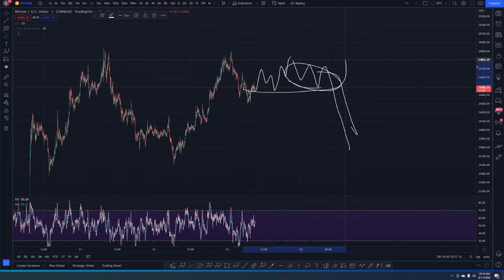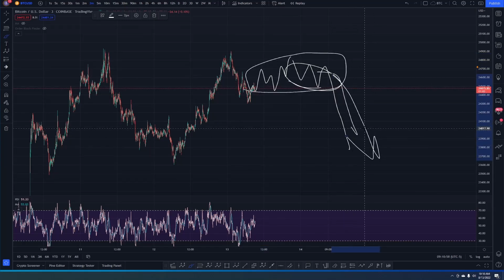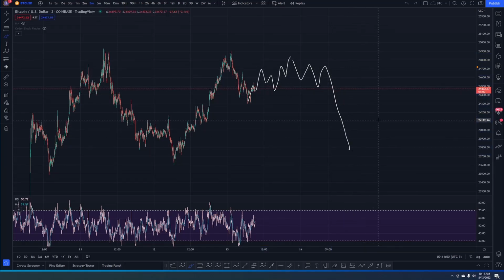And all of this just takes so much time out of the market. Sideways action just to create all that wave structure, and then boom, we go down. So be careful, guys. Be careful.